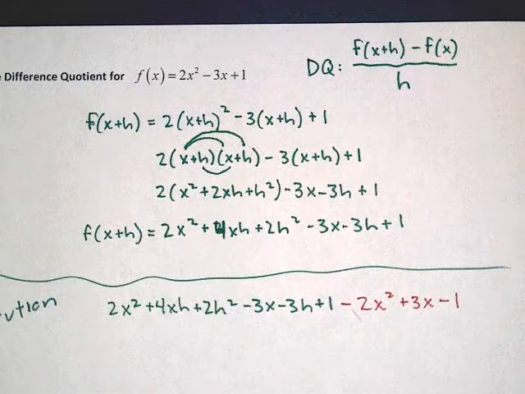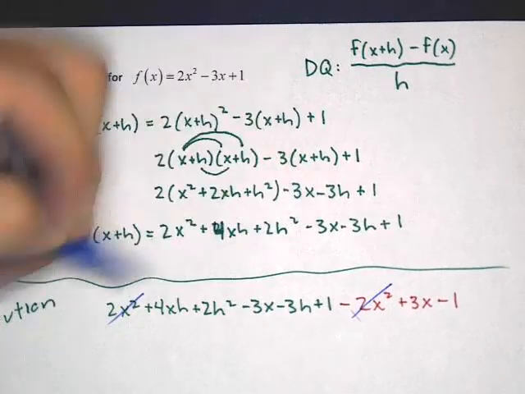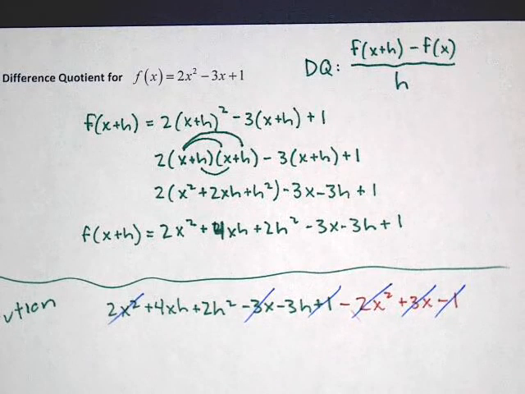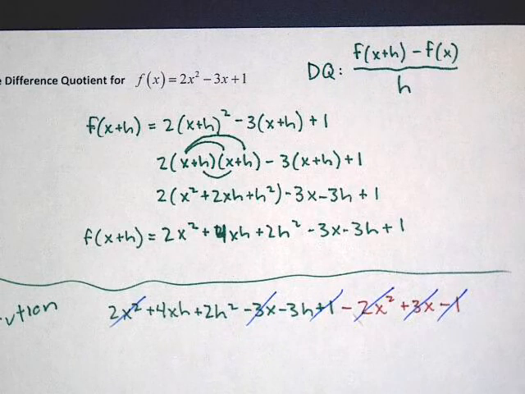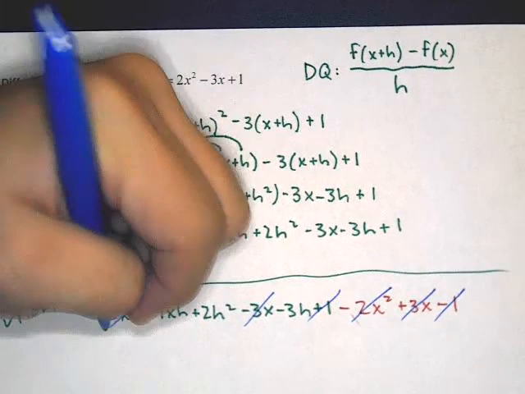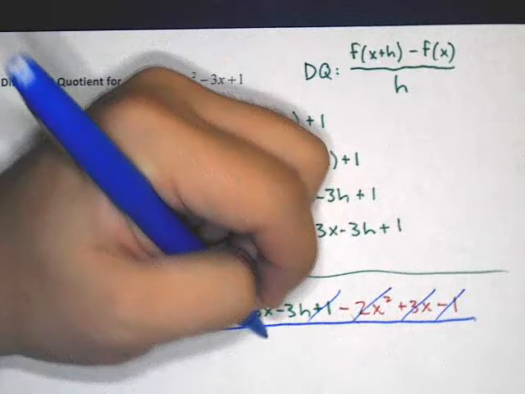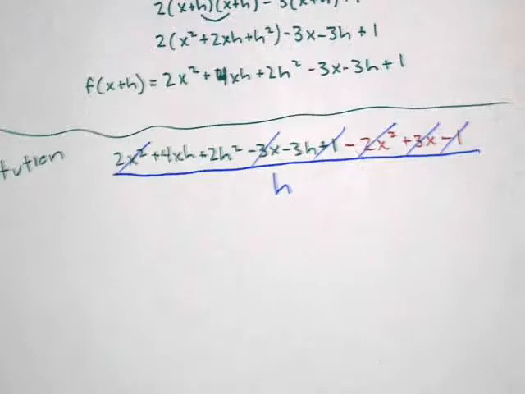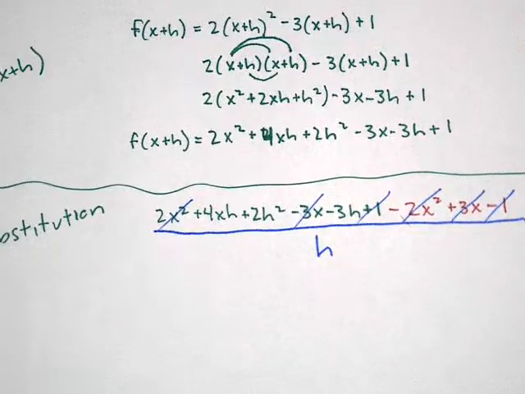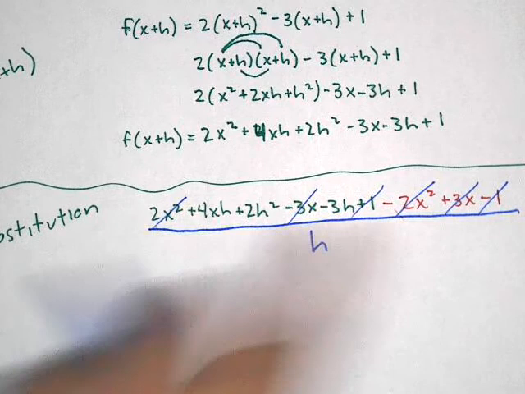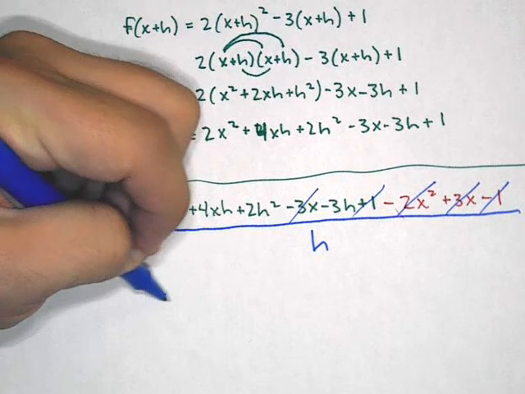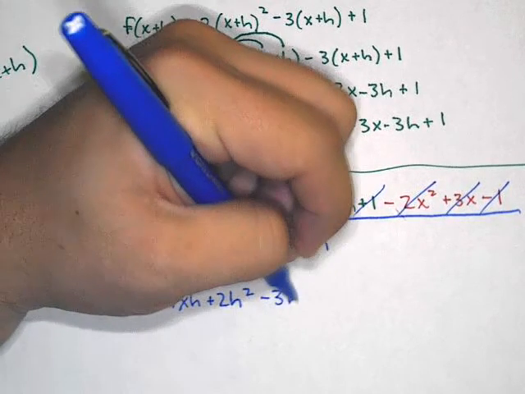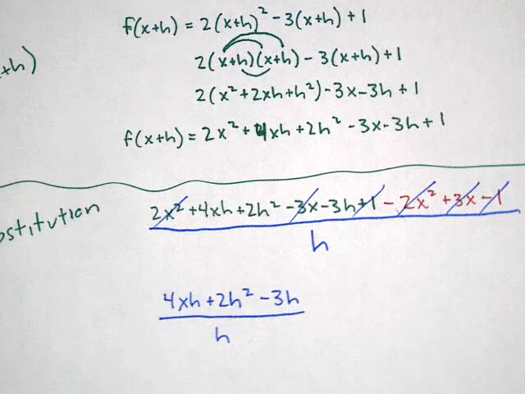Alright? And now we get to have some fun. My favorite thing in math, crossing stuff out. Oh, what did I forget? Bad teacher here. Very sorry about that, guys. Absolutely needs to be over h. Alright, so now we can clean this up. We know what's canceling out. We can rewrite this as 4xh plus 2h squared minus 3h all over h.